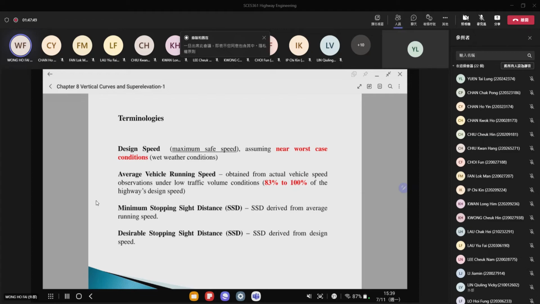That means the speed is slower or lower. For the desirable stopping sight distance, that means the stopping sight distance that we want. It's actually SSD derived from the design speed. So of course, if we provide larger stopping sight distance, it will be safer. So actually it will be derived based on the higher speed, so it will be derived based on the design speed.